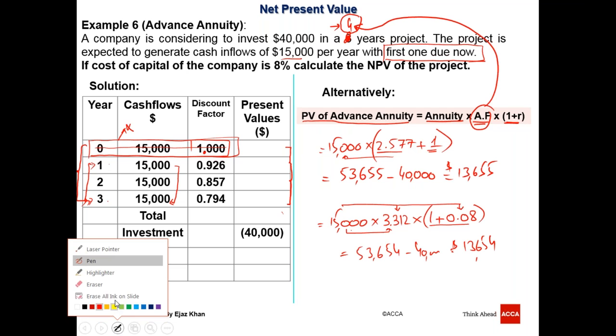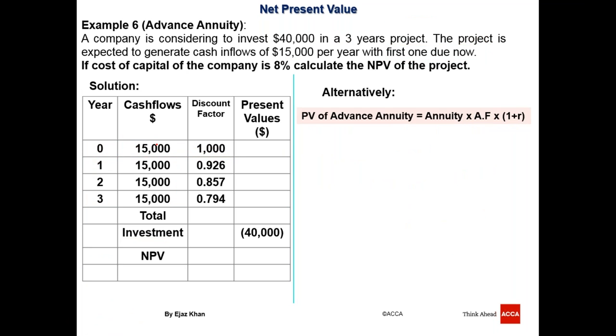So, okay, just quickly, let me make a few changes to the question, and I want you people to solve this question for me. A company is considering to invest $32,000 in a 5 years project, and the project is expected to generate $11,000 per year with first one due now. If the cost of capital is 10%, calculate the NPV of the project.